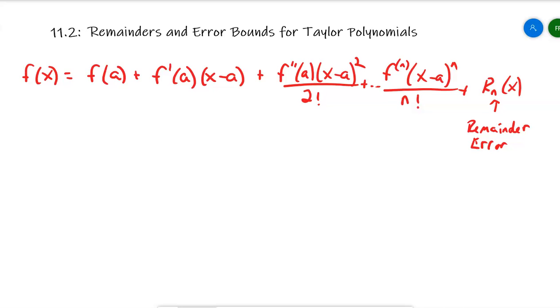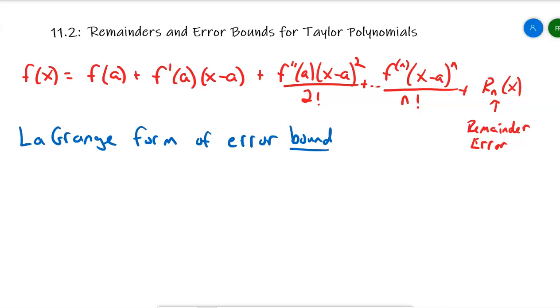Now, there are 2 different forms of the remainder that we're going to look at, and actually they're very much related to each other. The first one is what we call the Lagrange form of the error bound. Now, look at those words, Lagrange form of the error bound.